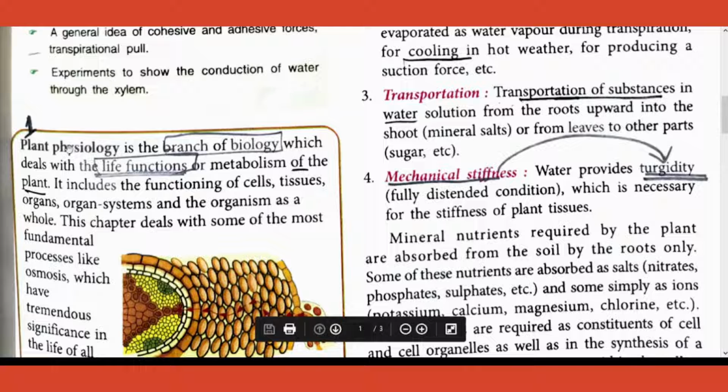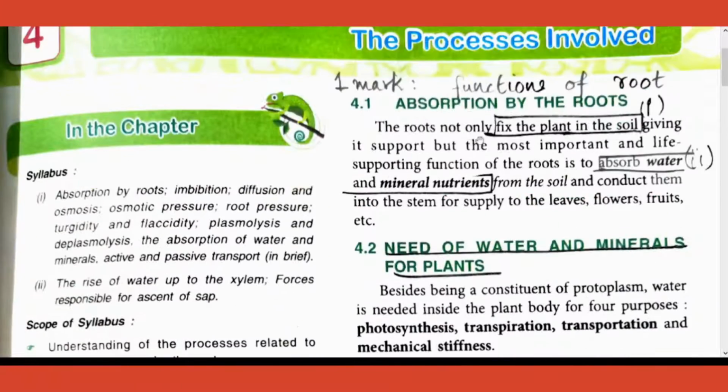A definition of plant physiology you may not get, so just be clear what it is. It's a branch of biology that deals with life functions of plants. That's it. The next question that you can possibly get for 1 mark is what are the functions of root? You know this from your grade 5 probably that it helps in absorption of minerals from the soil as well as water. And one more function is it fixes the plant onto the soil.